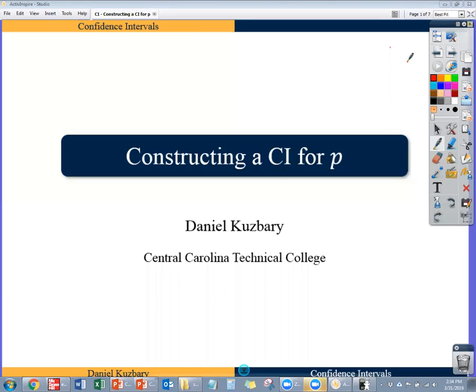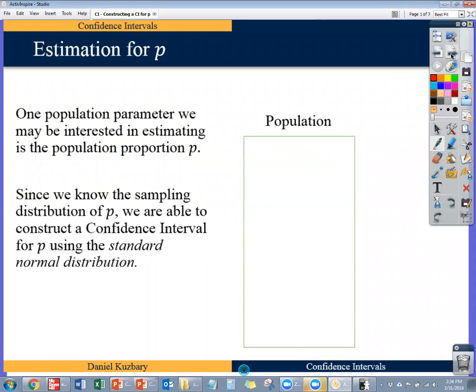This is Daniel Coosbury, and in this video we're going to look at how to construct a confidence interval for the population proportion using statistical methods. So in this instance, imagine a proportion of people, and we're interested in knowing, this is a population, and we're interested in knowing the proportion of people who are in some kind of category, which we have found with a quite easy looking definition of proportion.